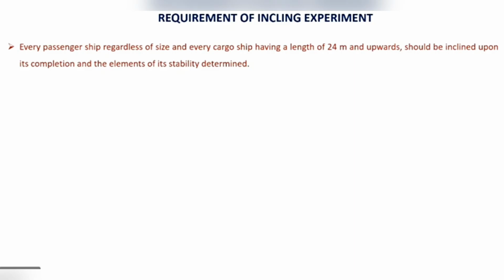Now, every passenger ship, regardless of its size, and every cargo ship having a length of 24 meters and upwards should be inclined upon its completion, meaning after the ship is constructed, and the elements of its stability determined. And when it says elements of stability determined, it's basically talking about, is that clear, beta?